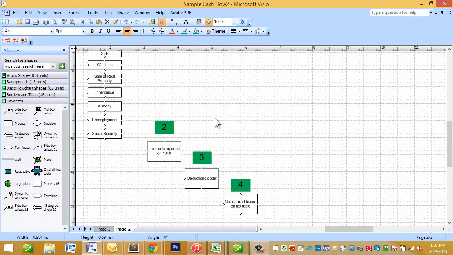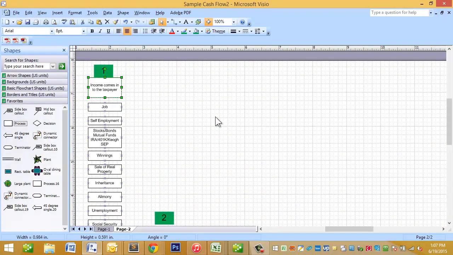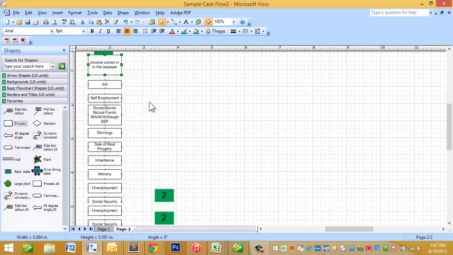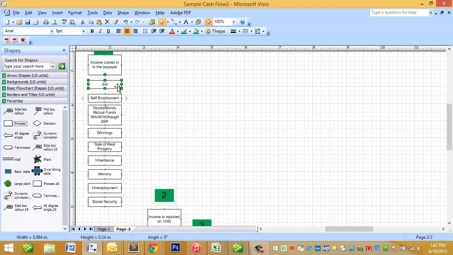So we're going to start here. This is looking at the sources of income that people have. So if you are filing a tax return, it's because you earned income that you need to report to the IRS. So you see here, step one is income comes in to the taxpayer. Whether that income is from a job that you work or from self-employment, a business that you own, could be an inheritance or alimony or unemployment income. Somehow it's money that came to you.